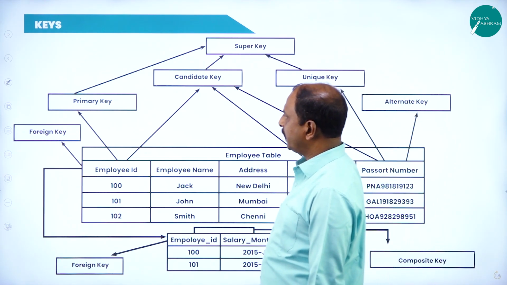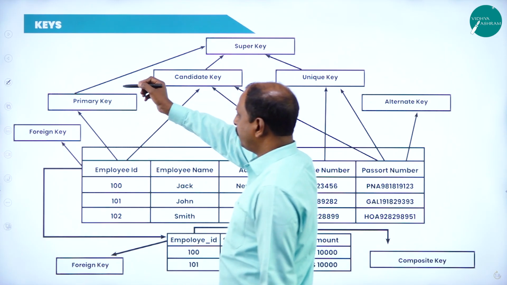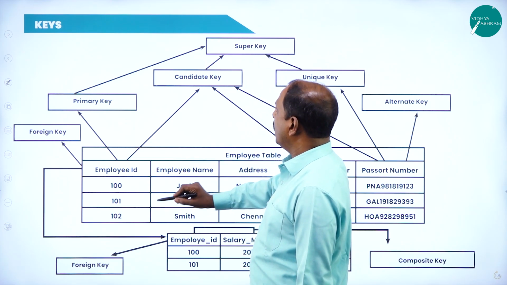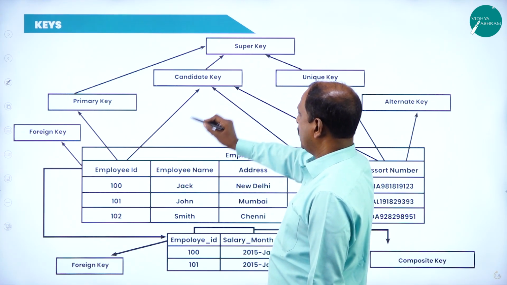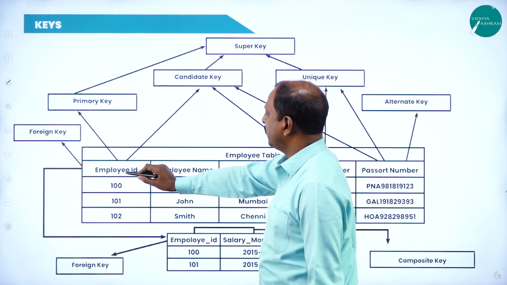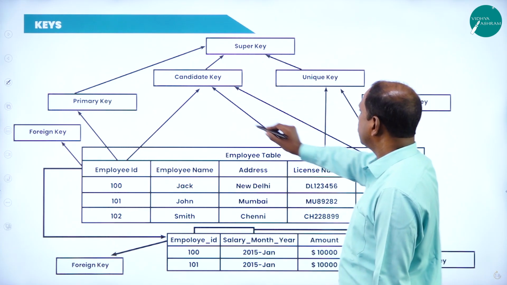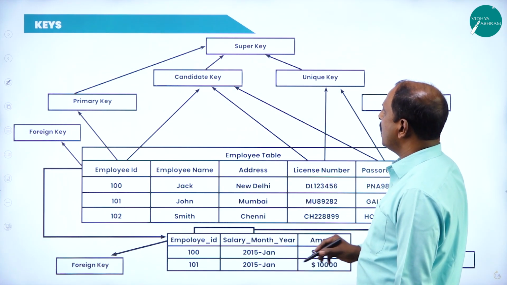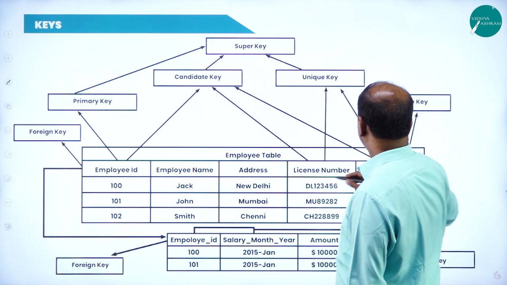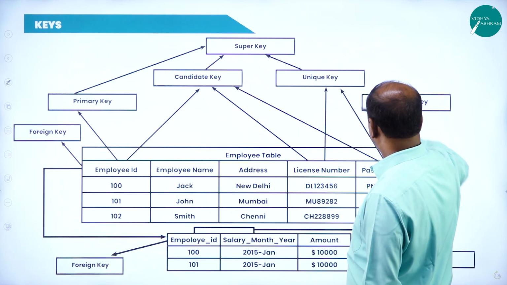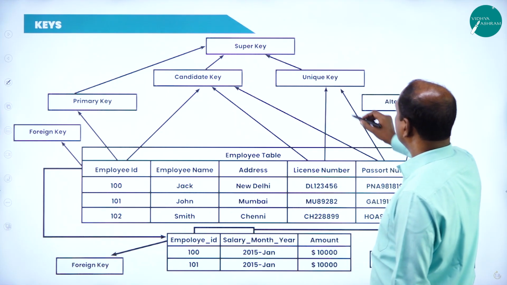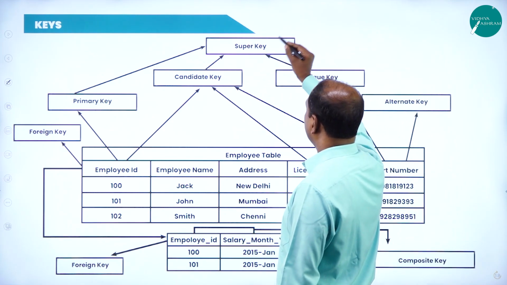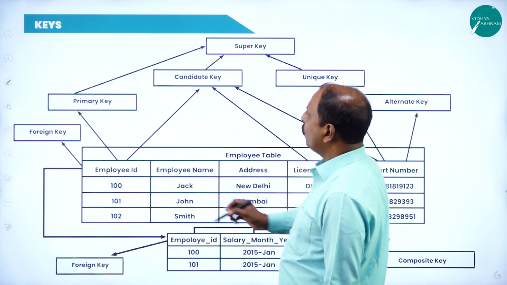Now by looking at this, we will see different types of keys with respect to databases. Now let us start with the primary key. So what is a primary key? Here employee ID is a primary key, and employee ID as well as license number as well as passport number are candidate keys. And next, license number and passport number are also known as unique keys, and all together they form a super key.